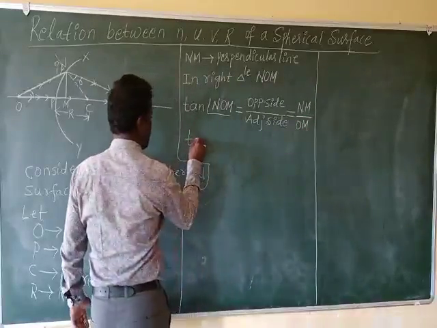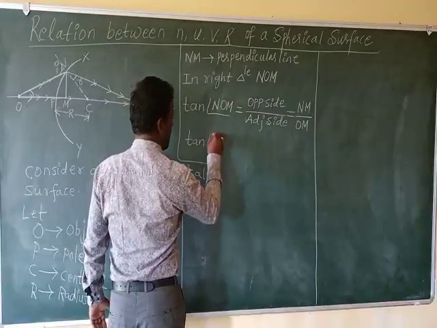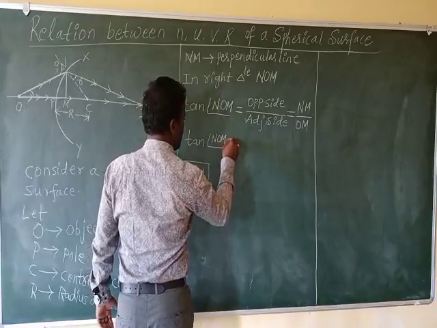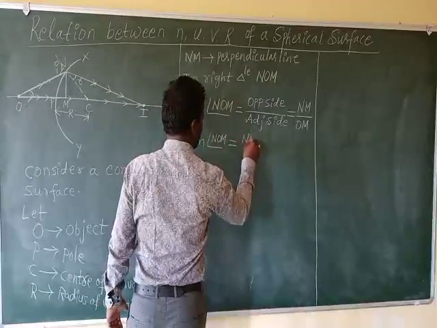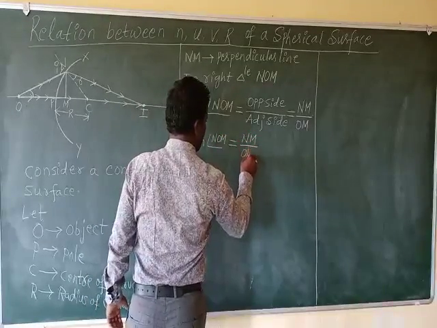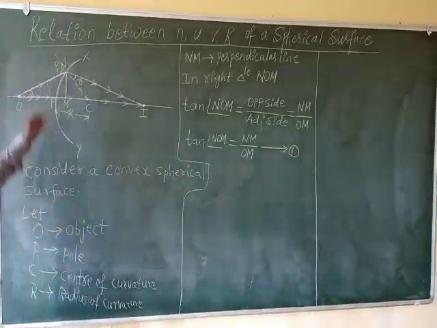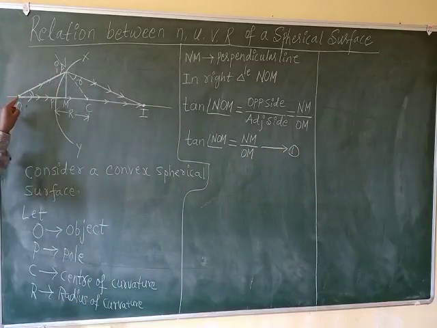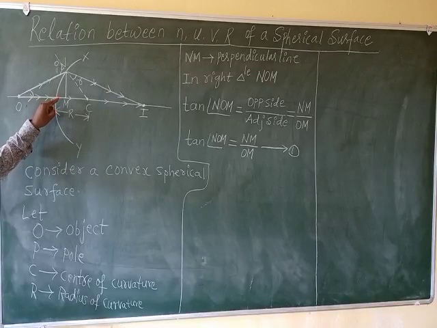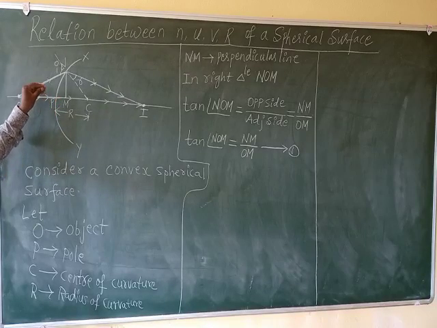So tan of angle NOM equals NM by OM. Equation number 1.